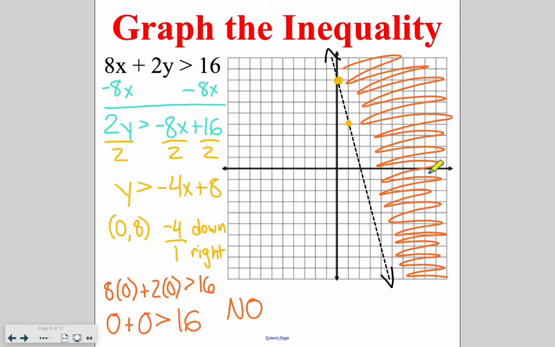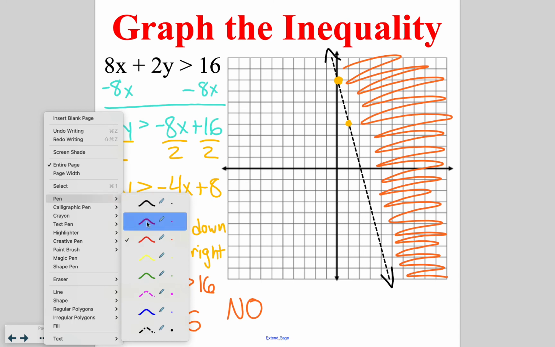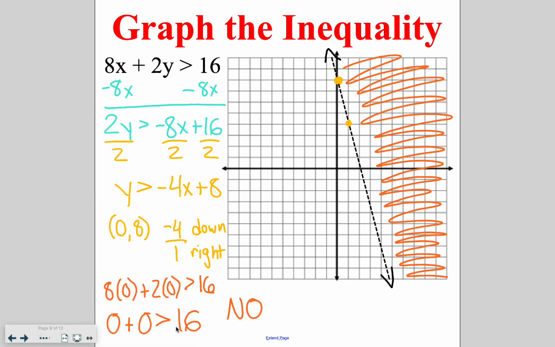Rearranging by subtracting 8x and dividing everything by 2, pulling out our y-intercept and our slope to graph our line. And then once again, I plugged in 0, 0 for my test point. I got a statement that did not work, so 0 is greater than 16. So that is not part of our solution, and we shade on the opposite side.